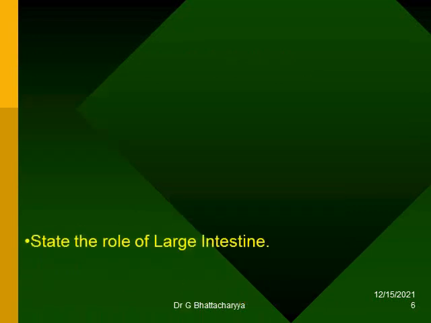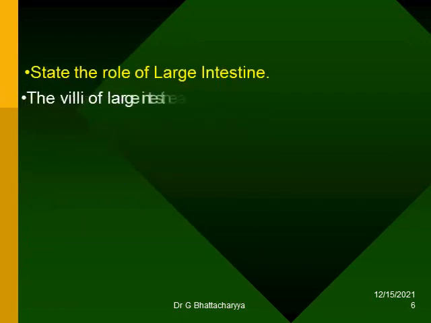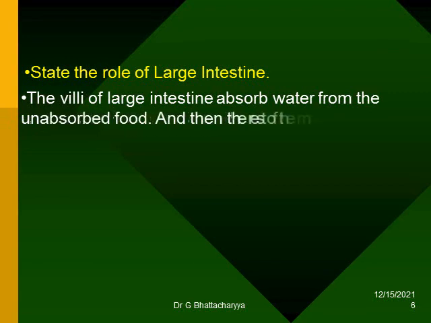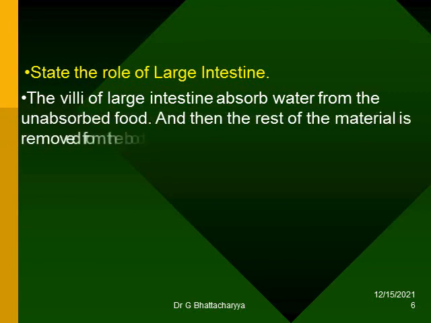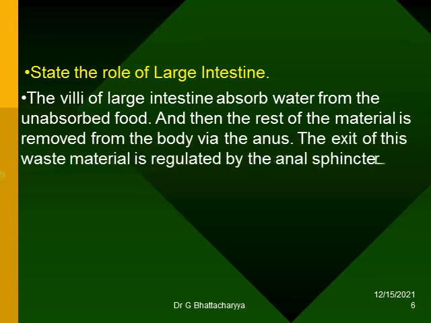State the role of the large intestine. The villi of the large intestine absorb water from the unabsorbed food, and then the rest of the material is removed from the body via the anus. The exit of this waste material is regulated by the anal sphincter.